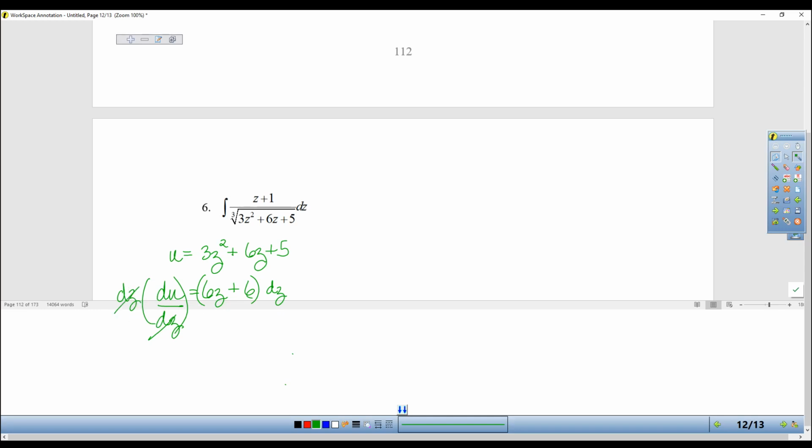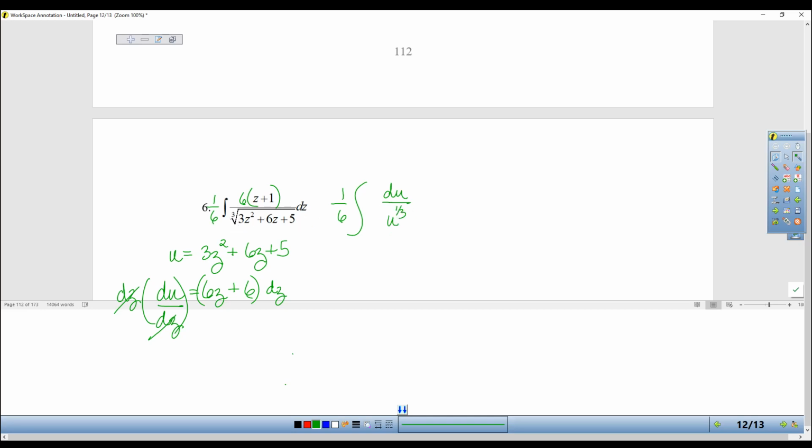Okay, this one's a little tricky. Normally people are working on their own, but since I am doing these for you, you can just multiply this by 6 and you'll get that 6z plus 6. But then you also have to put a 1/6 on the outside. So the 1/6 stays, the integral stays, the 6 times (z plus 1) dz is my du, and this is u to the 1/3.